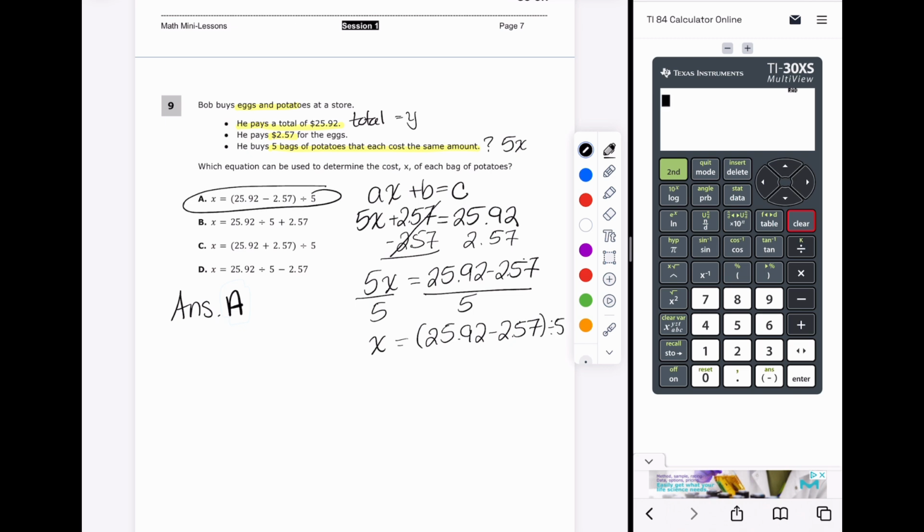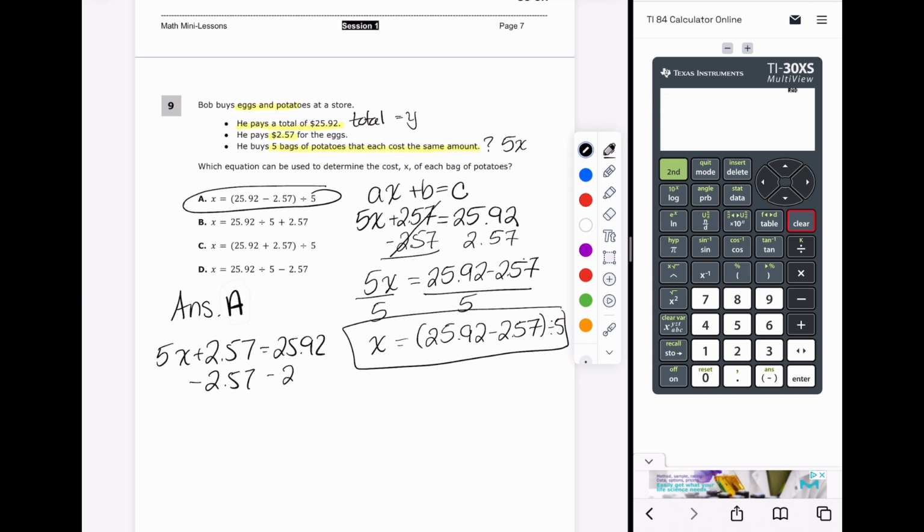Now what's tricky is that we're used to actually just solving this out. So let's say you went and you were just solving this. You would do your first step, you would subtract 2.57, and you will get 5x is equal to 25.92 minus 2.57. You'd get your 23.35. And then we would divide both sides by 5.